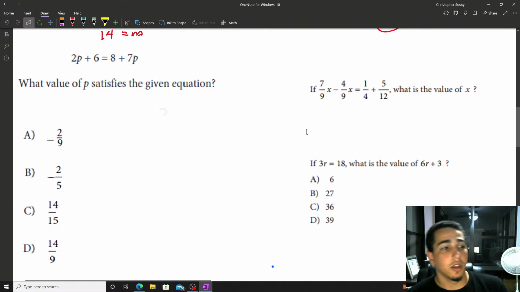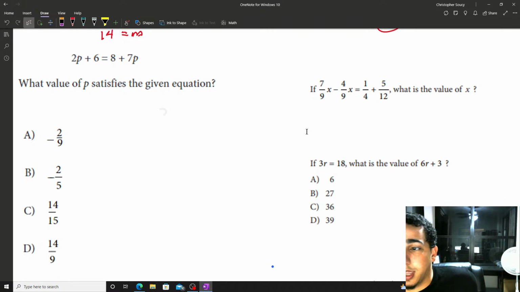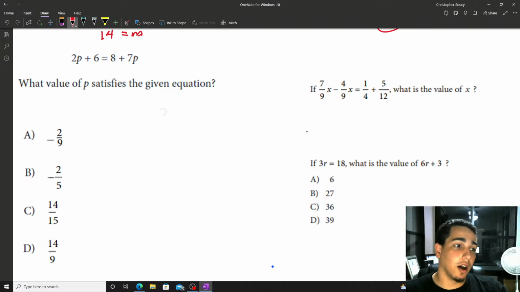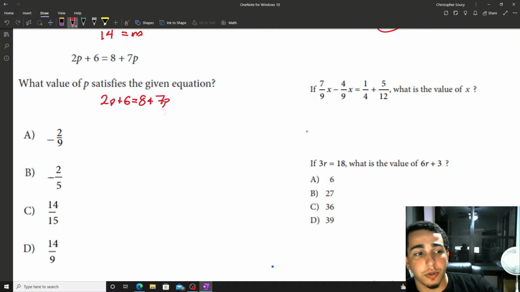Okay. So for this next question, we have 2p plus 6 equals 8 plus 7p. And our goal is to get what the value of p is that satisfies the equation. So we have 2p plus 6 equals 8 plus 7p. First, we're going to subtract 2p on both sides.